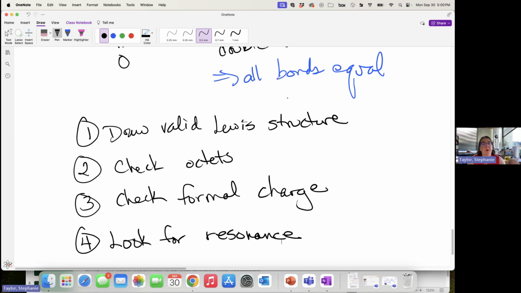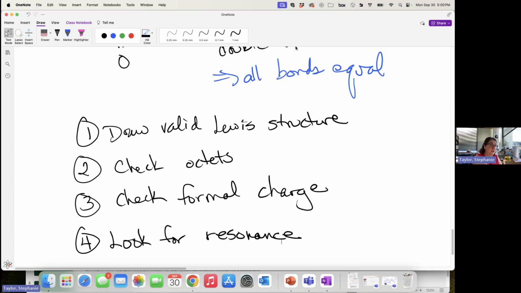So this is the order of operations. We do resonance last and on purpose. We want you to worry first. Are you drawing a valid Lewis structure? Do you have all the atoms connected? Did you add up all your valence electrons? Did you take into account the charge correctly? Did you double check for octets? Did you make sure all the octets were satisfied?